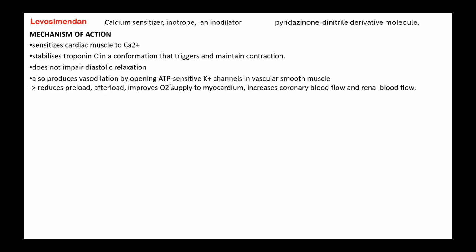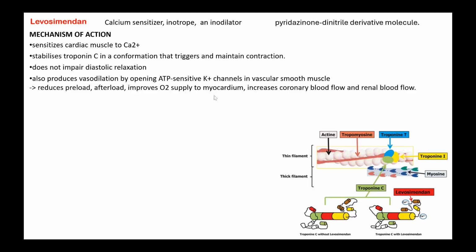It also produces vasodilation, but the mechanism there is that it causes the ATP sensitive channels to open and cause vascular smooth muscle relaxation. And it reduces preload, afterload, and improves oxygen supply. This picture will tell you about the actin myosin complex, and this is the troponin T which stabilizes the thing, and troponin I which is there for inhibiting the contraction, and troponin C which has to go and stimulate this actin myosin complex, the thin filament and thick filaments, to come together.